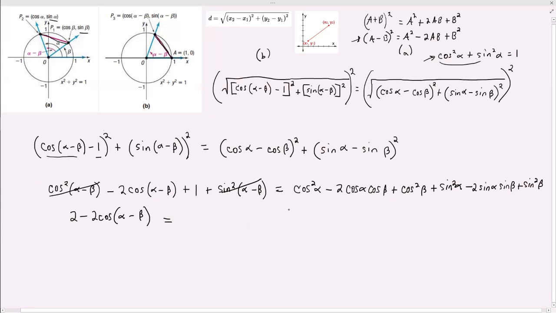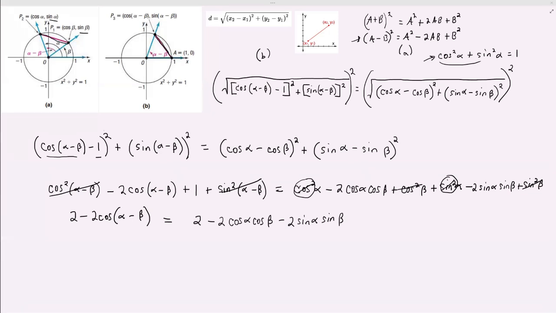All right, and then over here, we've got a cosine squared alpha plus a sine squared alpha. So if I put these two together, I get a 1. And then I've got a cosine squared beta plus a sine squared beta. So put those two together, get another 1. And then I have minus 2 cosine alpha cosine beta and minus 2 sine alpha sine beta. And again, I'm just going to change this 1 plus 1 to a 2. Okay, a little bit left to do here.